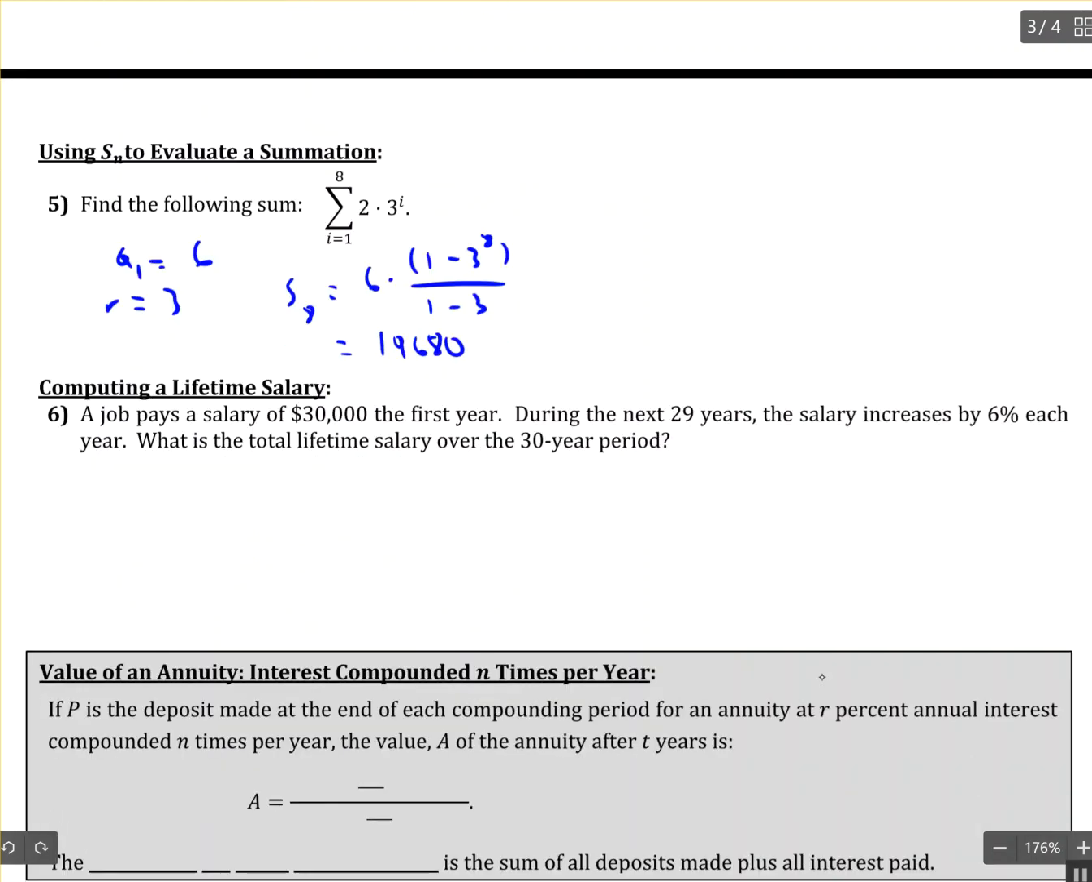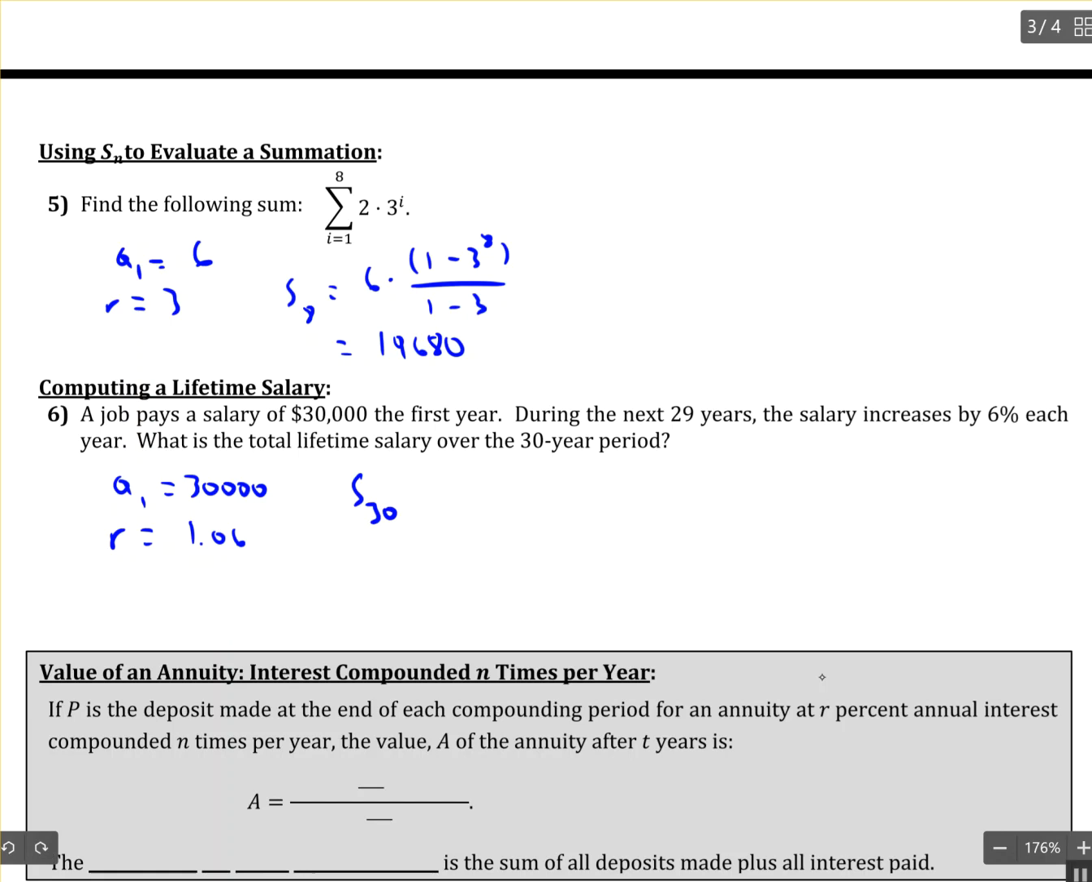A job pays a salary of $30,000 the first year. During the next 29 years, the salary increases by 6% each year. What is the total lifetime salary over the 30-year period? So again, if we look at this, A1 is equal to 30,000. r is going to equal 1.06 because each time we're going to multiply our previous salary by 1.06 to get our new salary. And we're basically going to find the 30-year period.